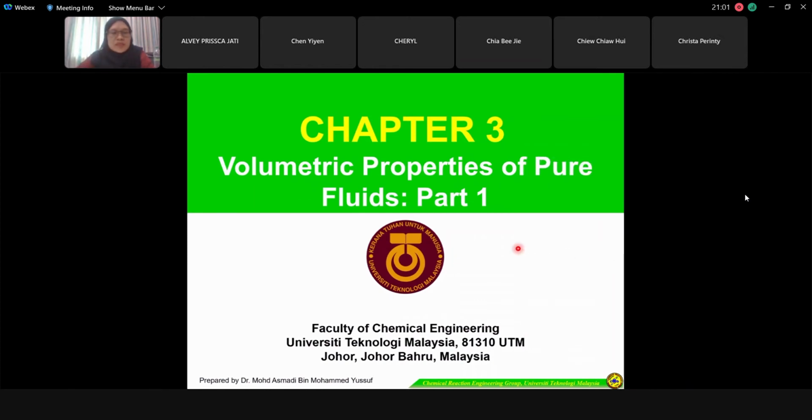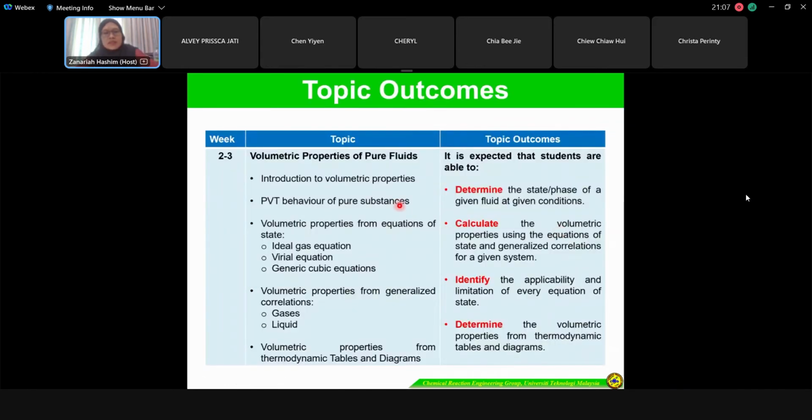Okay, chapter 3, volumetric properties of pure fluids. So this is the content for chapter 3. First you have the introduction to volumetric properties. And then I'm going to explain about the PVT behavior of pure substances, volumetric properties from equations of state. So you're going to learn these equations: ideal gas equation, virial equation, generic cubic equation. And then volumetric properties from generalized correlation. So we will be doing for gases and also for liquid. And also volumetric properties from thermodynamic tables and diagrams.